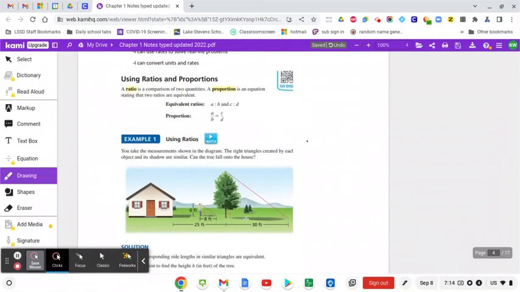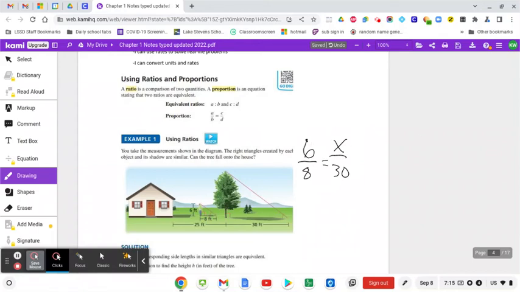Okay, so the side length of the triangle on the side is 6. The bottom of the triangle is 8. And that's going to be equivalent to the side length of the tall one, which we don't know. So I'm going to use X to represent it, over, we know the bottom of this triangle is 30. Okay, so we need to find the relationship.